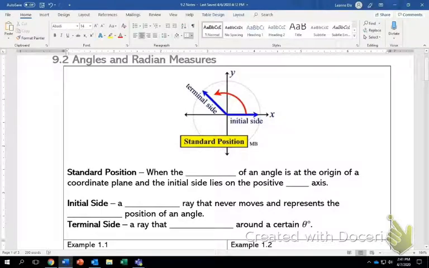So 9-2 is sort of a throwback to geometry again. Thankfully, they didn't put like 6 or 7 lessons into one chapter like they did in 9-1. But this one's talking about angles and stuff.